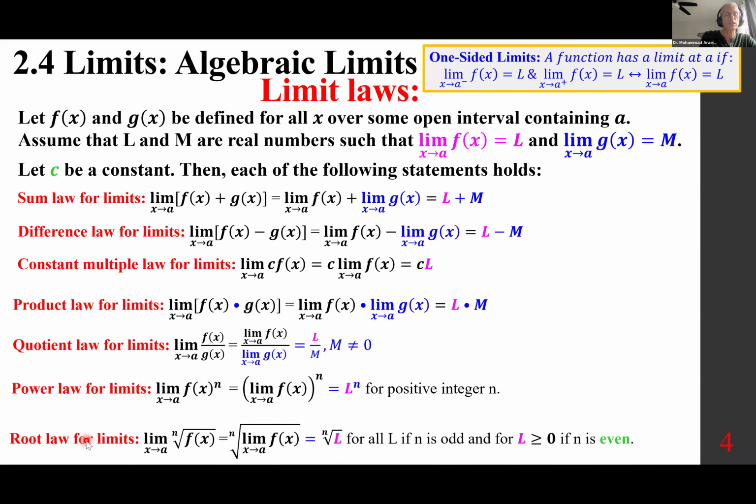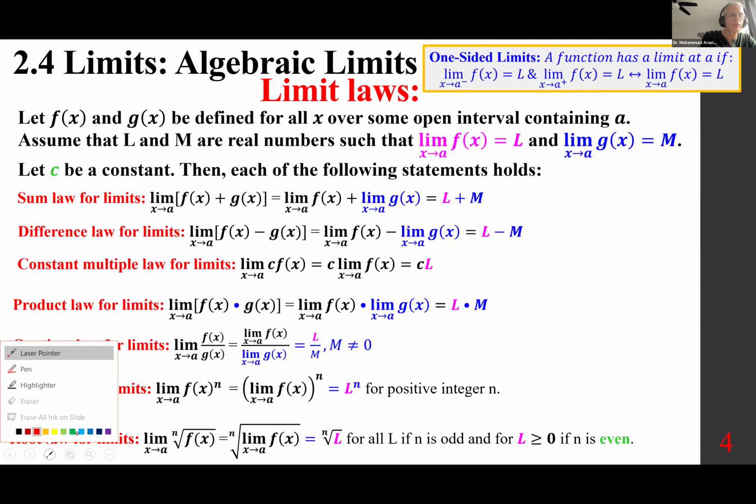And the root law says the limit of the nth root of f of x as x approaches a is the nth root of the limit of f of x as x approaches a, or the nth root of L, for all L if n is odd, and for L larger than or equal to 0 if n is even. I want to make sure we understand what's happening here.